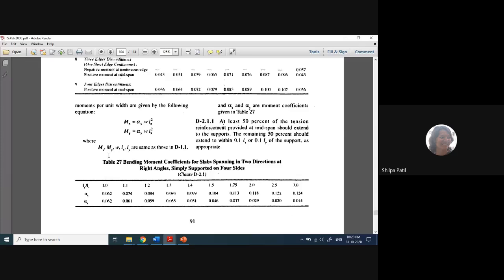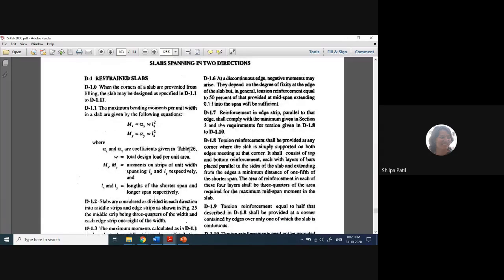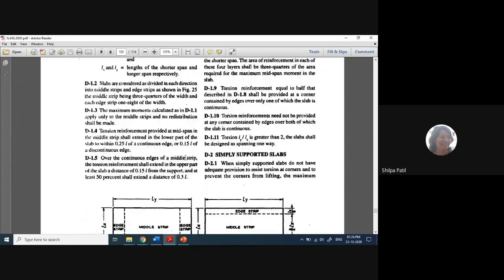Now what is Mx, My and W? That is given in D1.1. So I will quickly go there to explain to you what is Mx, My. So Mx and My, these are the moments on strips of unit width spanning Lx and Ly respectively. Lx, Ly, these are the lengths of shorter span and longer span respectively. W is the total design load per unit area, and alpha x, alpha y are the coefficients. Okay. So this is regarding the simply supported slab.